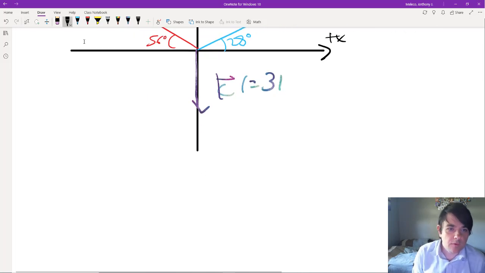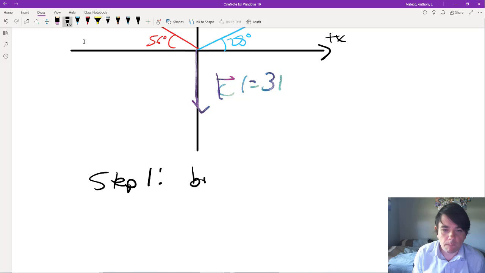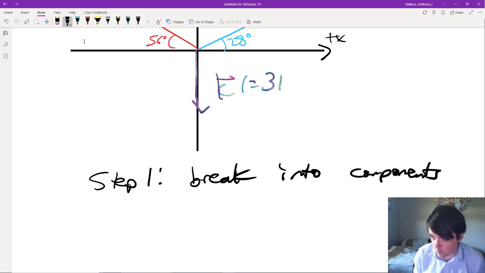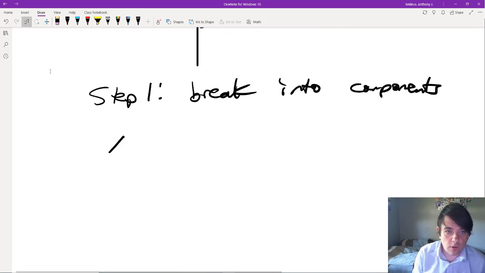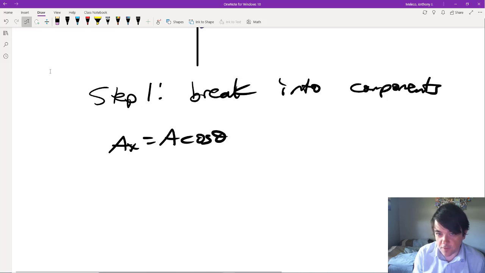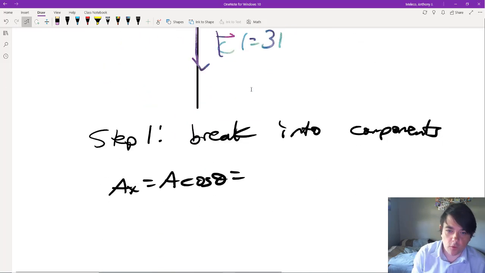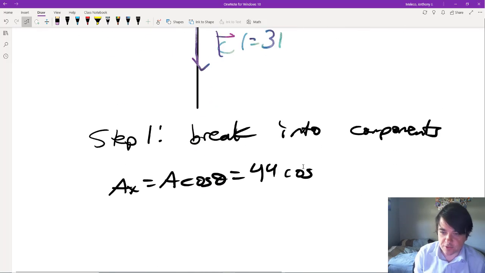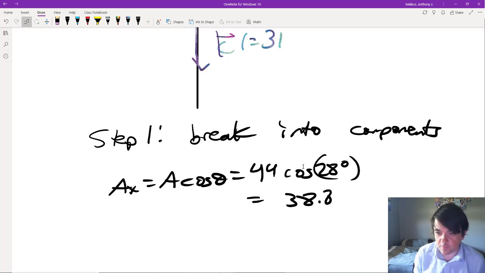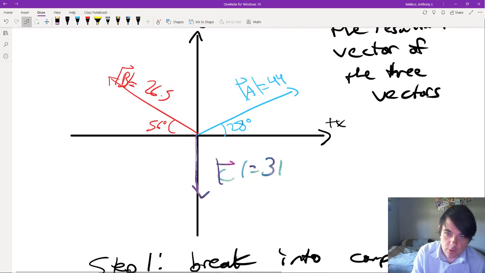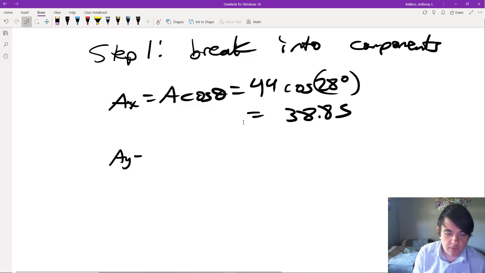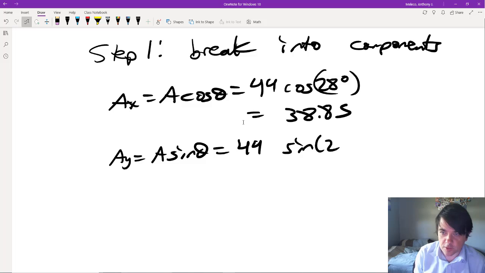So, step one, break into components. All right. So, AX equals A cosine theta, where A is equal to 44. Cool. Cosine of 28 degrees. This equals 38.85. Okay, AY is equal to A sine theta equals 44 sine of 28 degrees.